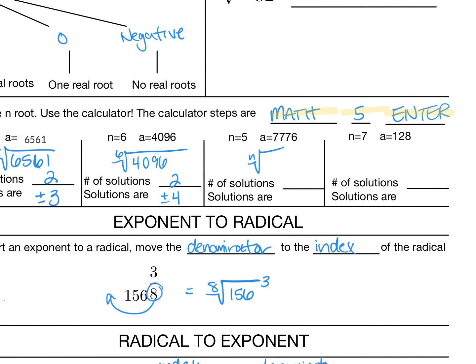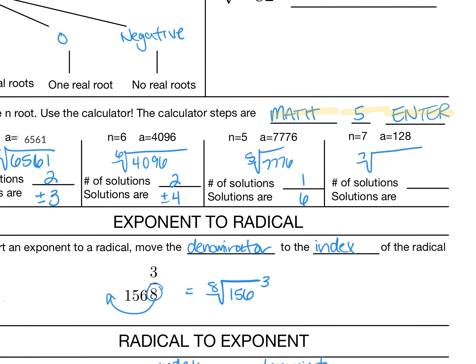So we're going to replace n with 5. It's going to be the 5th root of 7776. So since it's an odd number this time, I'm only expecting 1 solution. And when I put that in the calculator, I get the number 6.